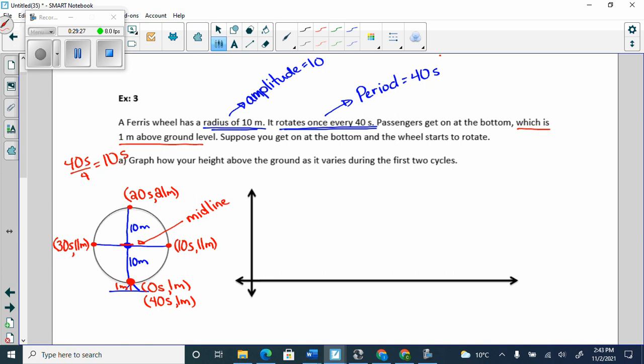So I want to just do a quick sketch. So this is going to be 1 meter. It isn't going to be perfectly drawn because I needed to use the circle and I forgot to. 11 meters. And then 21 meters. 0 seconds. 10 seconds. 20 seconds. 30 seconds. 40 seconds.